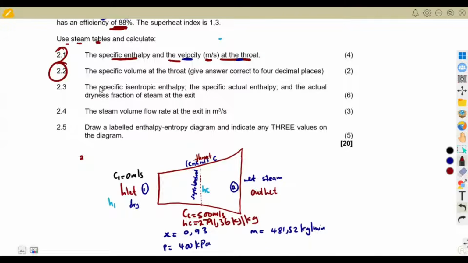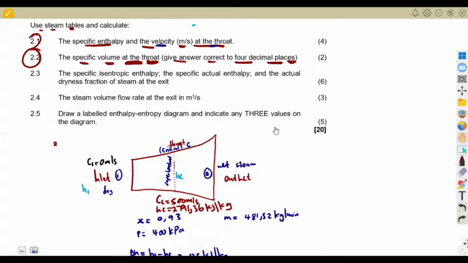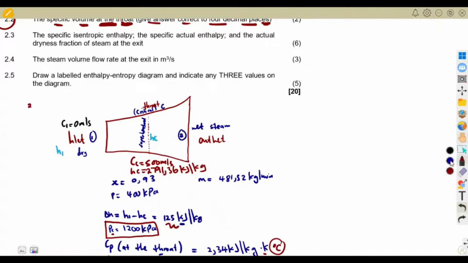All right. 2.3, they are asking us to calculate the specific volume at the throat. Give the answer correct to 4 decimal places. Guys, let us be together here. What is it about the throat? At the throat, the steam is what? Superheated. So what type of specific volume is that? It is the volume for the superheated steam. This is V sup.